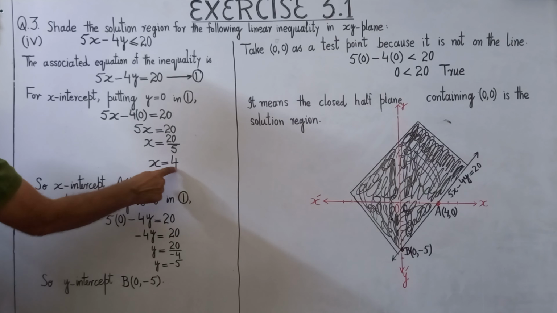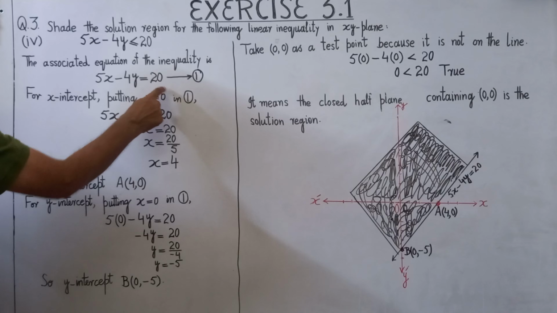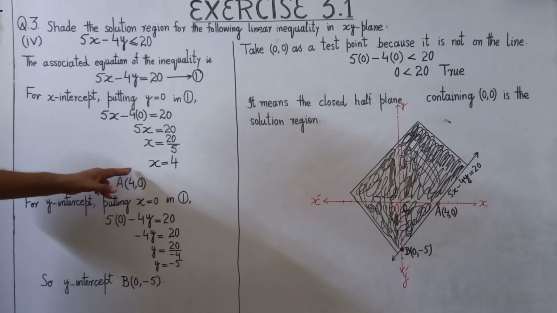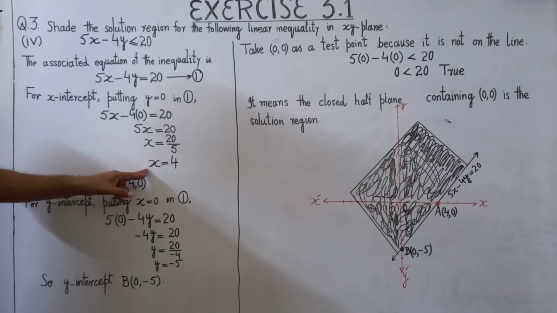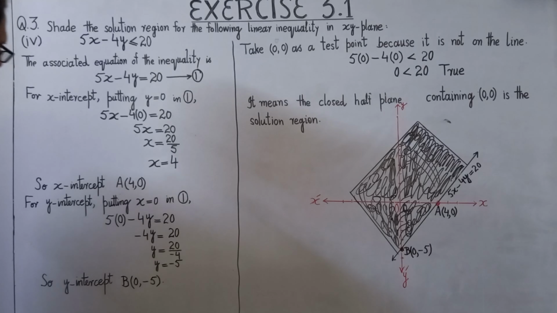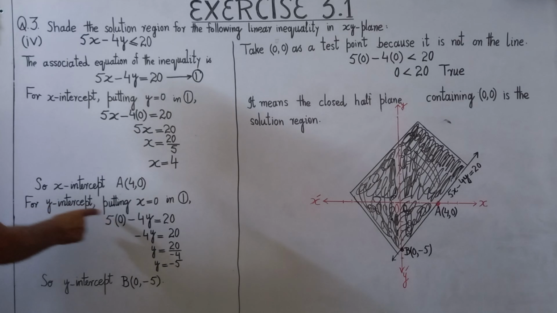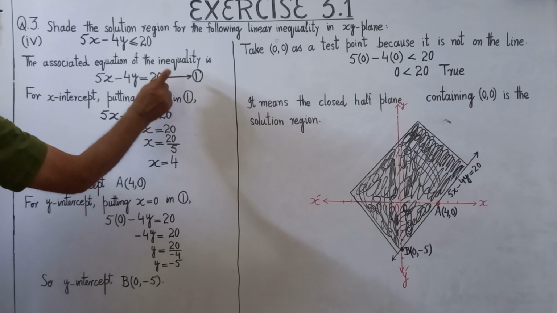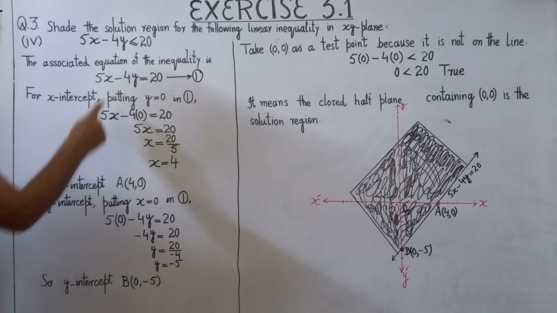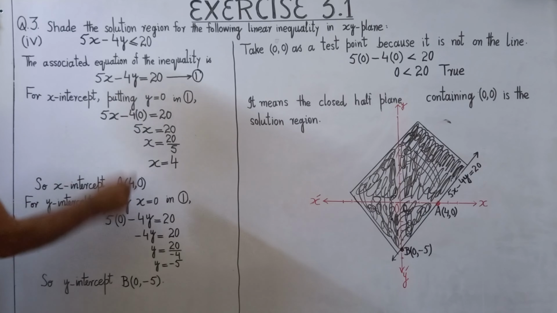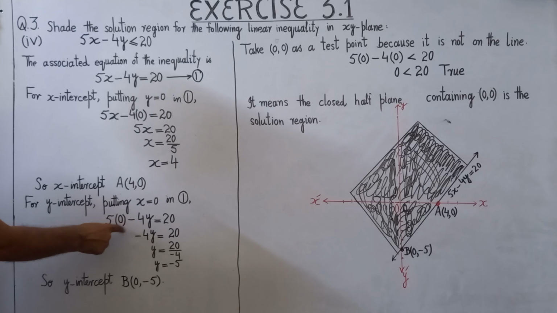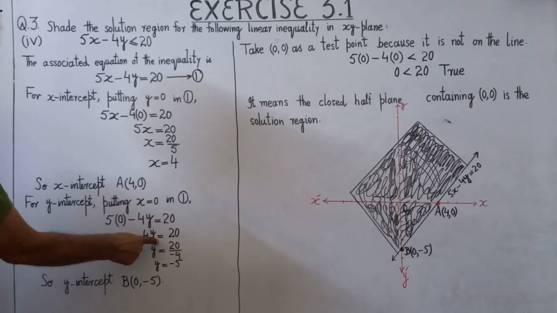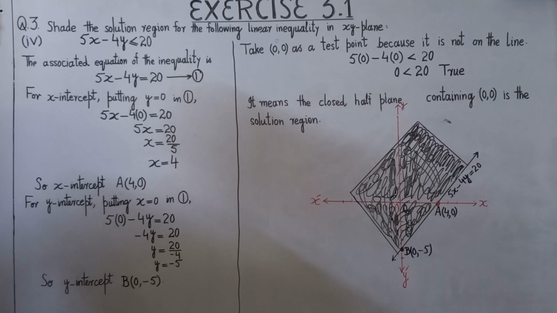First write 4, then write 0, because first is the x coordinate and at the second place is the y coordinate. For the y-intercept, putting x is equal to 0 in the equation: 5 into 0 minus 4y is equal to 20. 5 zeros are 0, so 0 minus 4y, which is minus 4y, is equal to 20.